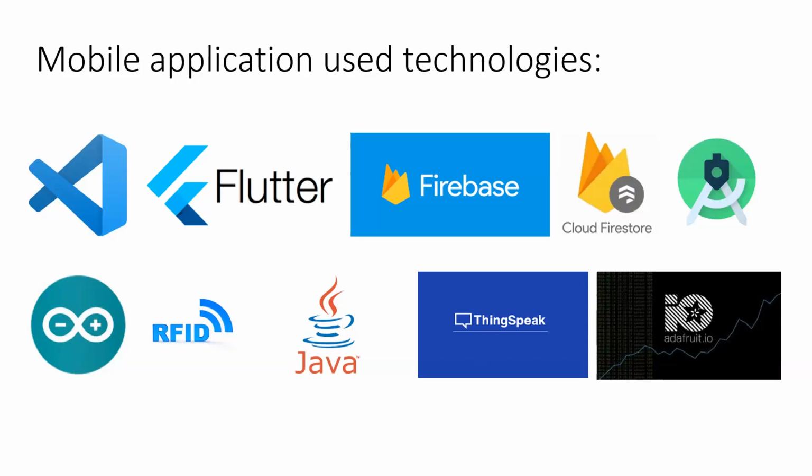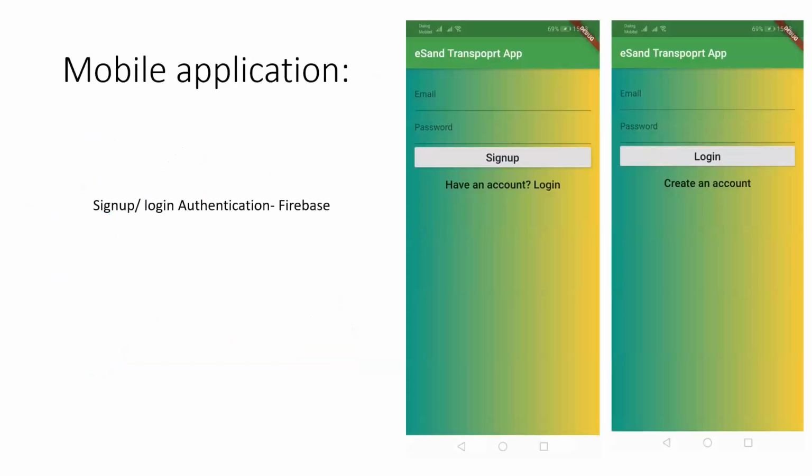In the mobile application, you can see the sign up and login authentication, which is done with Firebase Authentication. If the sand truck owner is new to the mobile application, then they have to sign up. If the sand truck owner has already signed into the system, then they will be able to log in. Once they log in, the email authentication will be done by Firebase Authentication.